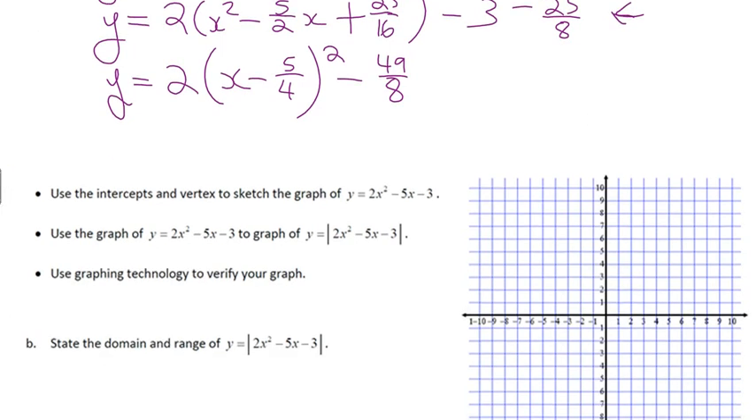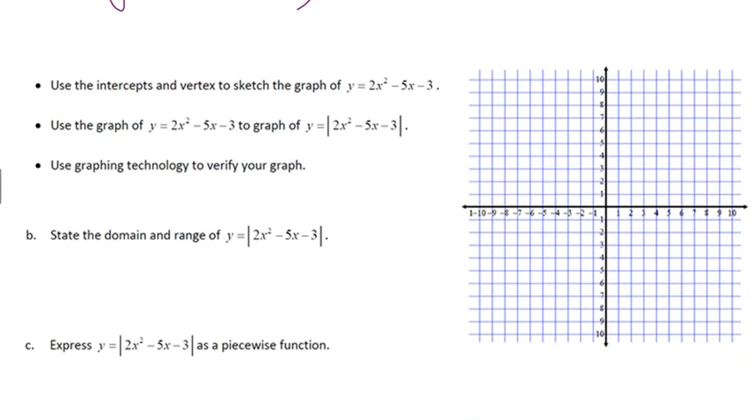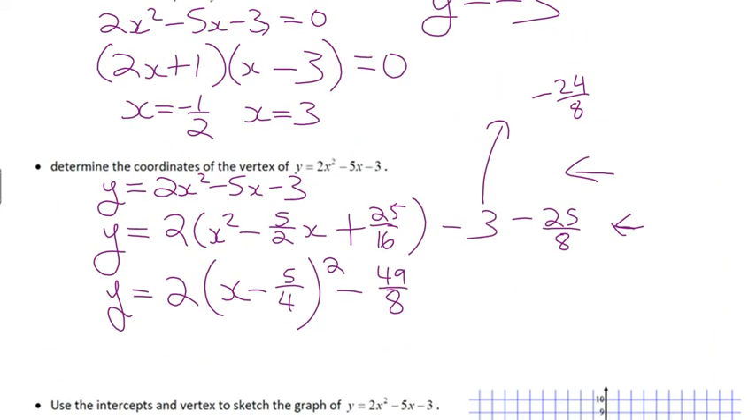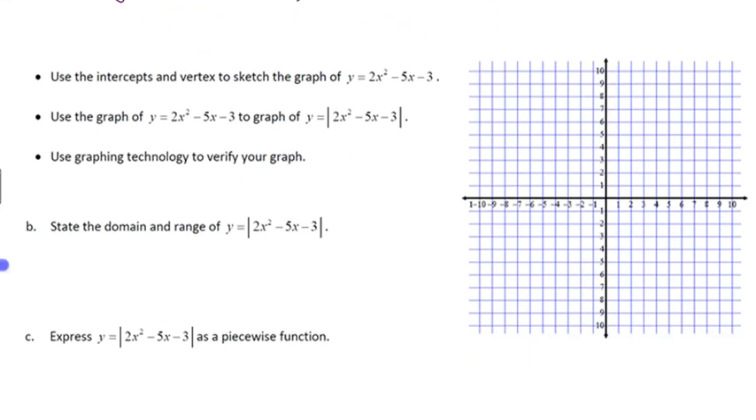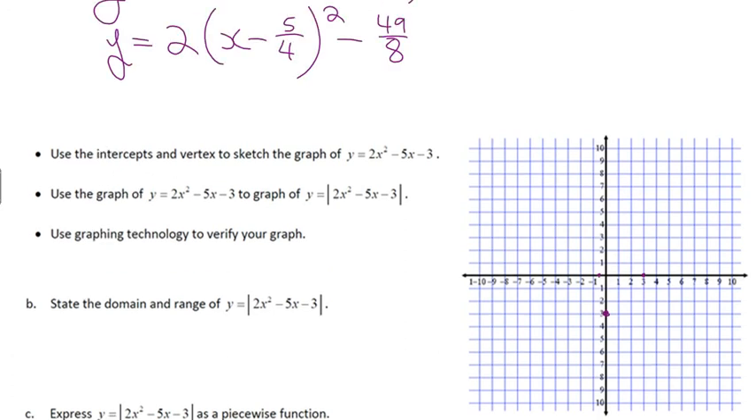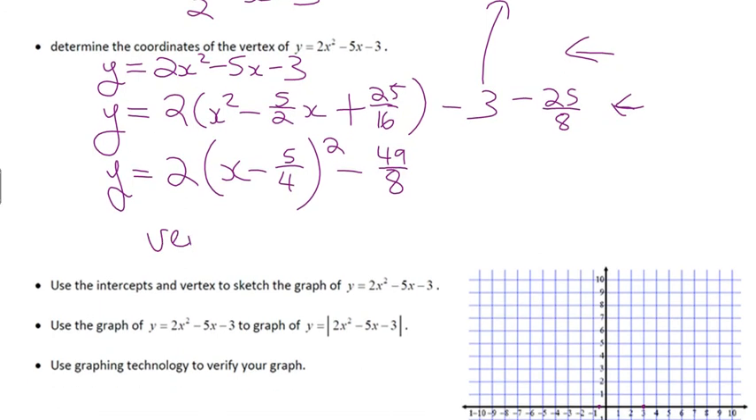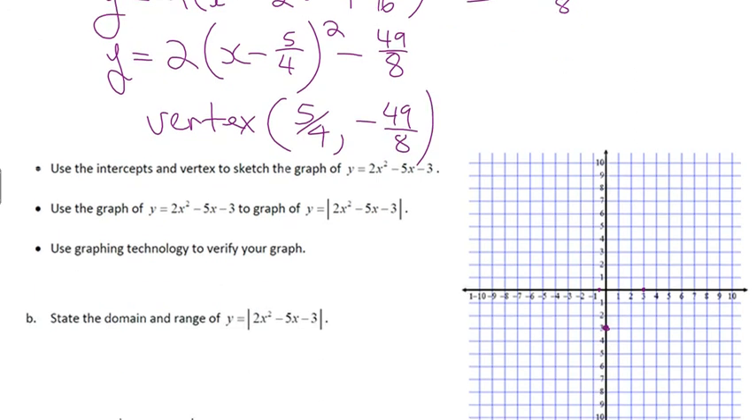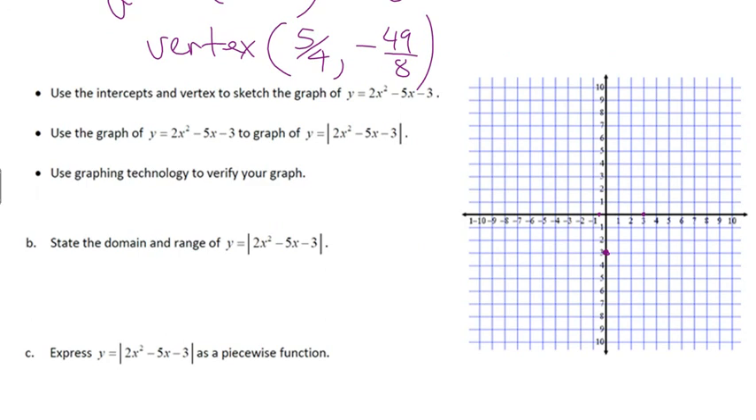Use the intercepts and vertex to sketch the graph of y equals 2x squared minus 5x minus 3. What were our intercepts? Negative a half and 3. So negative 1/2 is here, positive 3 is here, negative 3 is here. The vertex was at 5/4 and negative 49 over 8. So the vertex is at 1 1/4, and what's 49 divided by 8? Like 6, so negative 6 1/8. So 1 1/4 and negative 6 1/8.